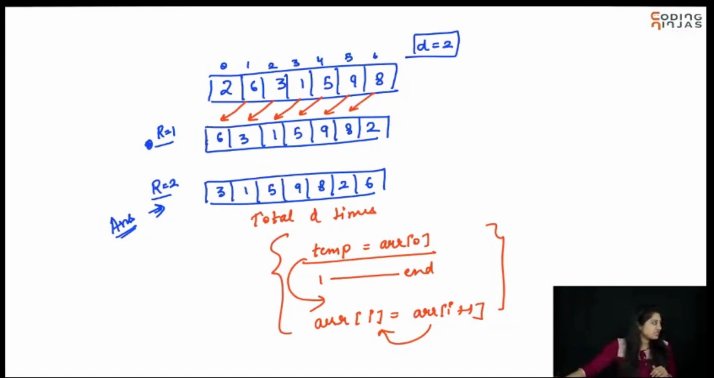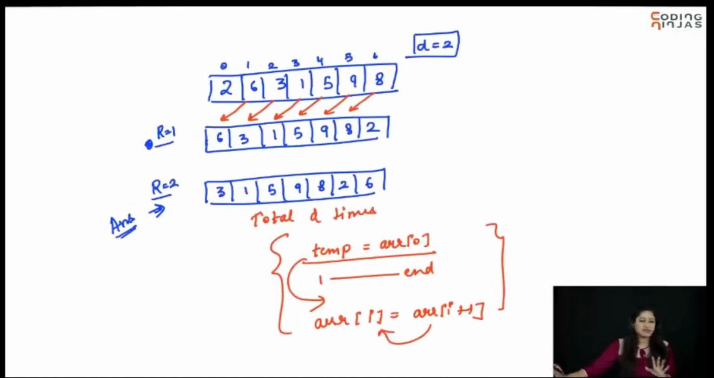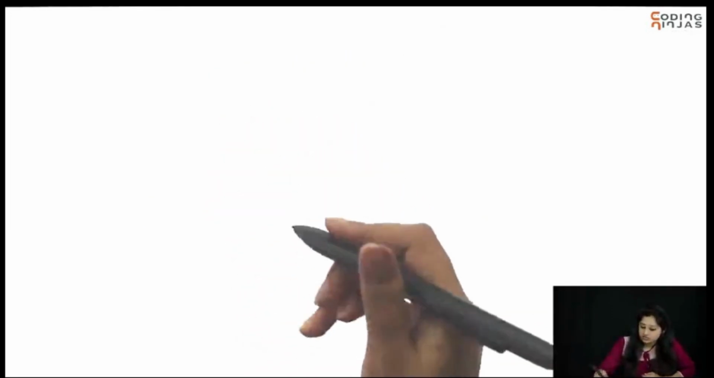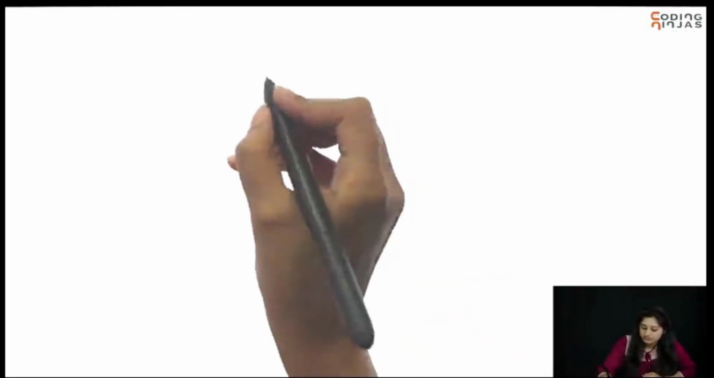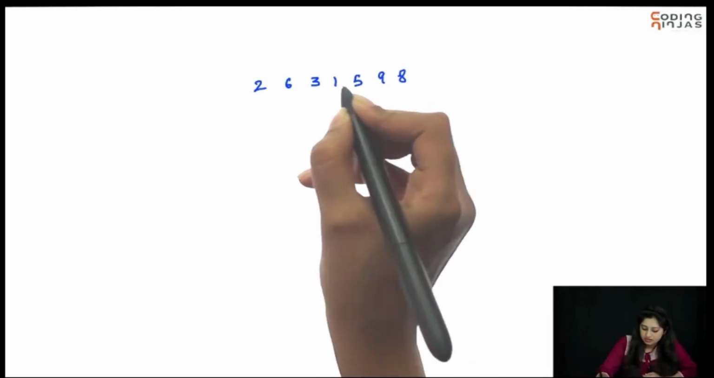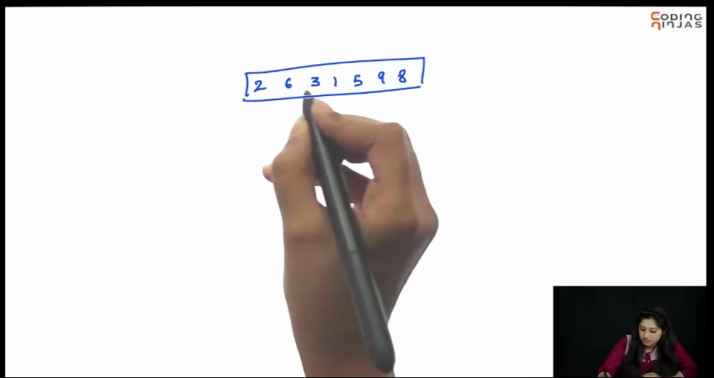Okay, now let's discuss another way. Why are we discussing another way? I think this will definitely solve our problem, but we are doing a lot of work here. So we are performing total d shifts. Every shift will actually move every element of array by 1. So in all that's quite a lot of work. Can we actually do better? So let's discuss that. What's the array? 2, 6, 3, 1, 5, 9, 8. This is the array that we are talking about.